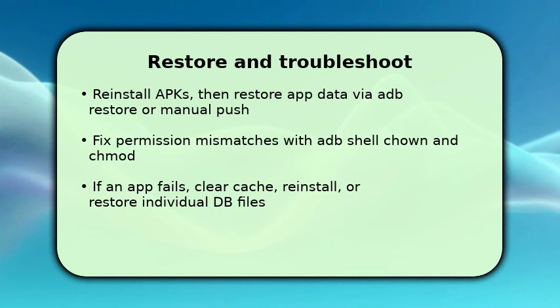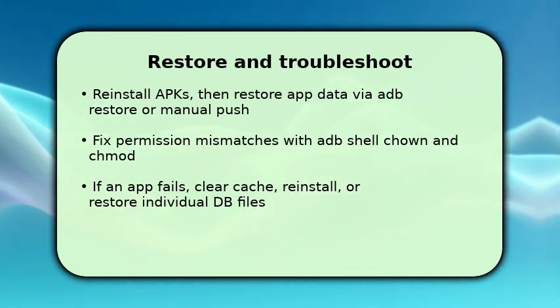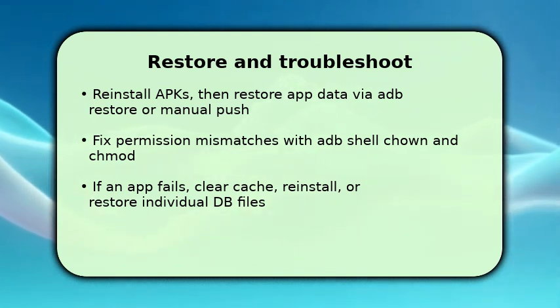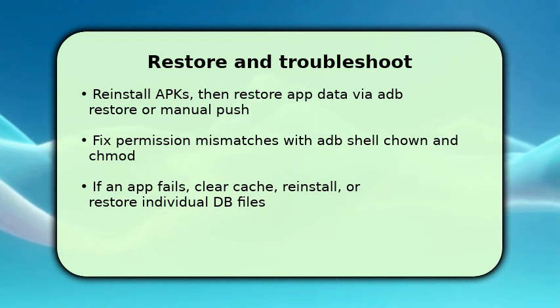Install APKs first, then push data back and run an ADB restore or use exec-in to place databases and prefs. After restore, adjust permissions with an ADB shell chown and chmod so apps can access their files.